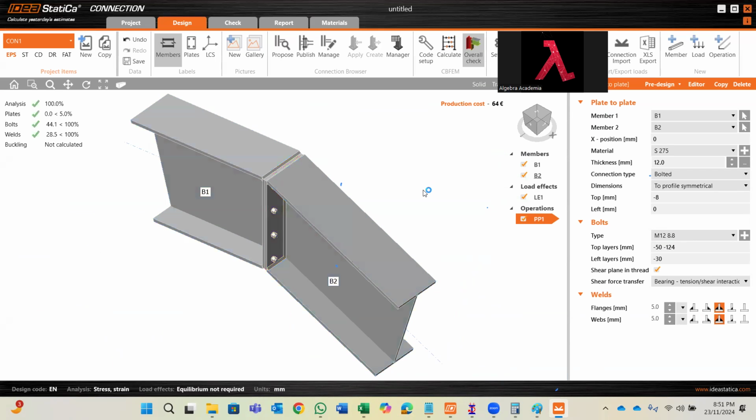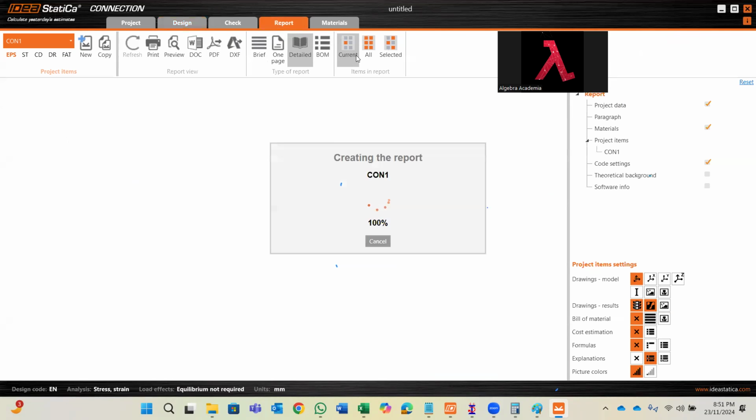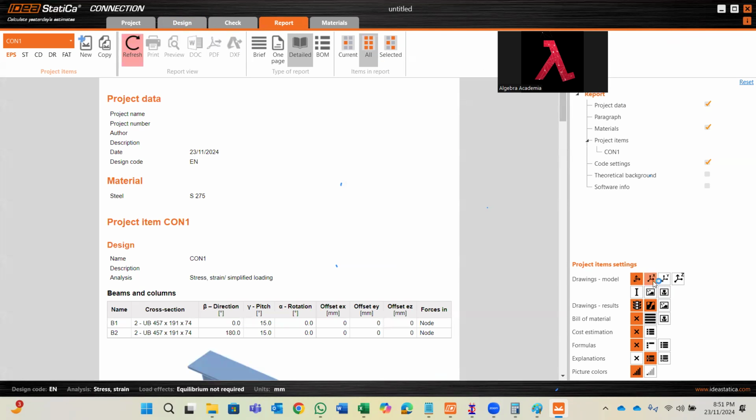So again, the plate shows 0. It does not mean that the plate does not have any stresses. When you go for the detailed calculation, it shows the plate stresses as well. The bolt is governed at only 44 percent, and the weld is 28.5 percent. So I'll show you the detailed calculation, showing here the plate stress, and the drawing as well.